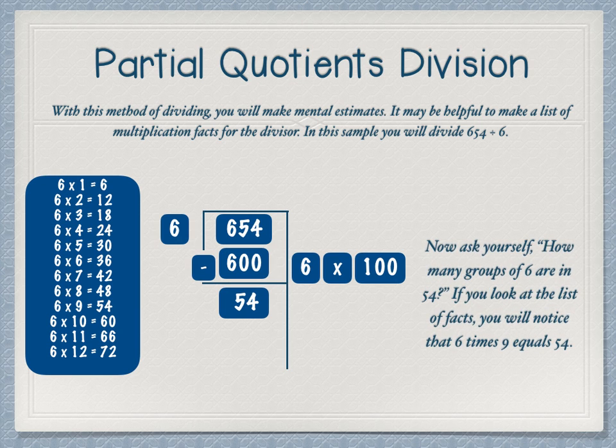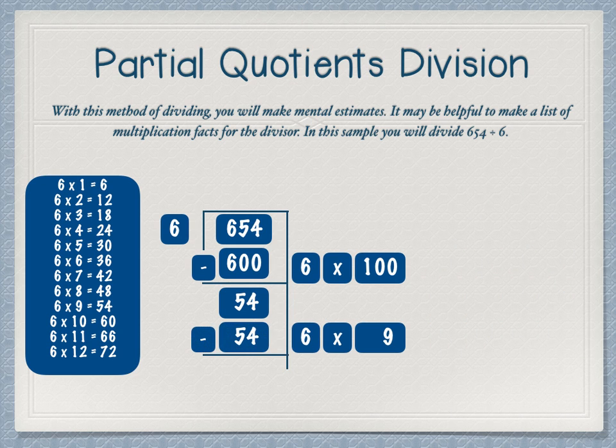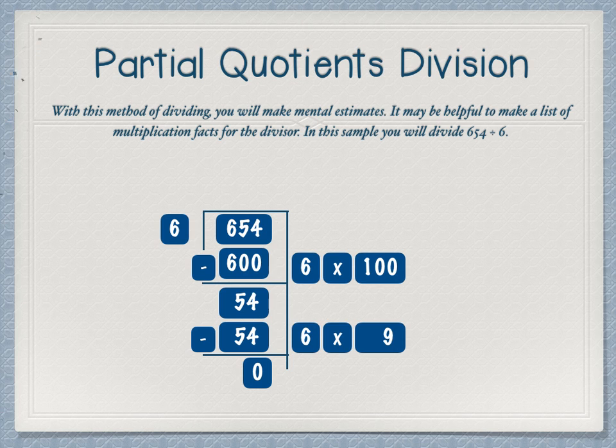Now ask yourself, how many groups of 6 are in 54? If you look at the list of facts, you will notice that 6 times 9 equals 54. So let's go ahead and multiply 6 times 9, and then place 54 in the den, and subtract, which leaves us 0.